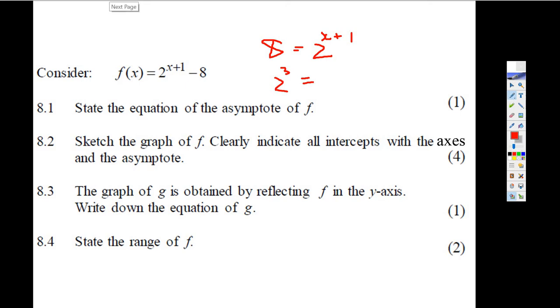What about a new graph obtained by reflecting f in the y-axis? What would that be? Well, if the y-axis was a mirror, this thing would be like this. You'd see its reflection. That's what it would look like. It'd have the same -8 for an asymptote, but it would go backwards like this.